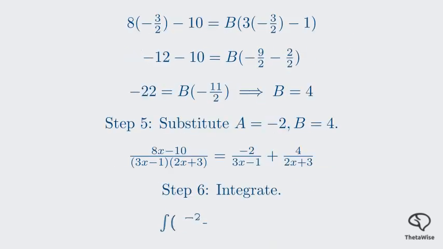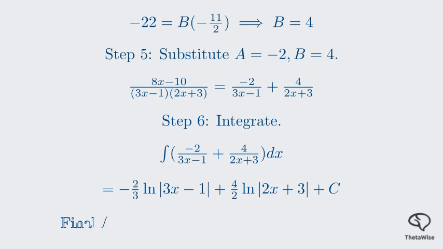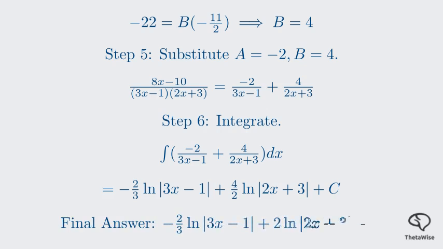Step 6. Now we integrate these simple fractions. We use the formula from before. For the first term, we get negative 2 over the x coefficient 3 times the natural log of the absolute value of 3x plus 1. For the second term, we get 4 over the x coefficient 2 times the natural log of the absolute value of 2x plus 3. This simplifies to negative 2/3 natural log of 3x plus 1 plus 2 times the natural log of 2x plus 3 plus c. This is our final answer, verified using memo.